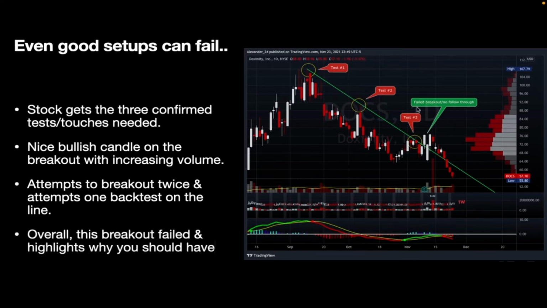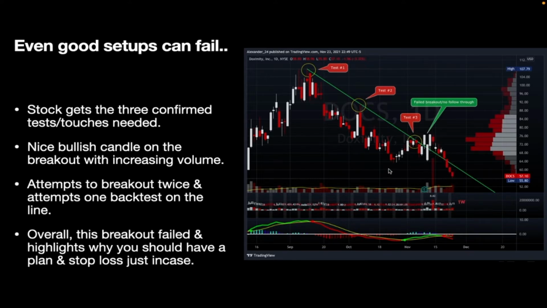So overall, this breakout failed and highlights why you should have a plan and a stop loss just in case. And this gave us everything that we needed to go ahead and take a long once it broke out. But you got your 3 tests, broke out, bullish candle, attempts again. You got a back test, you could try to enter off there and it still breaks down.